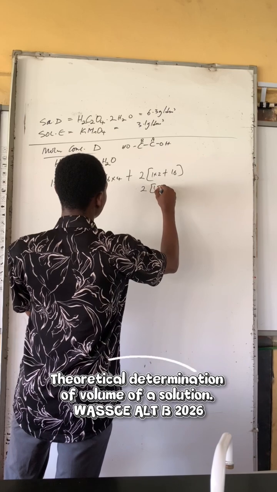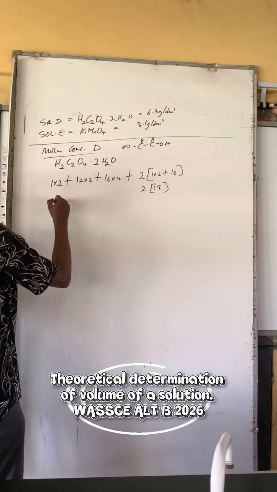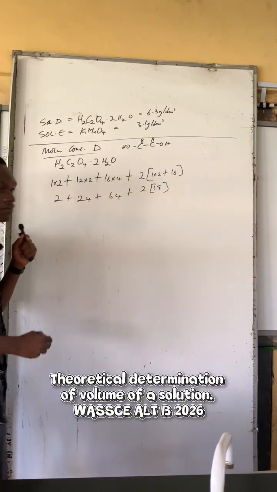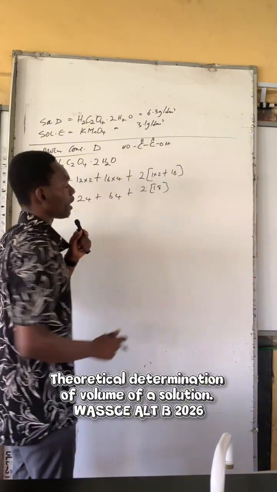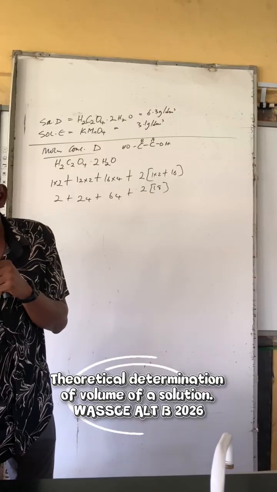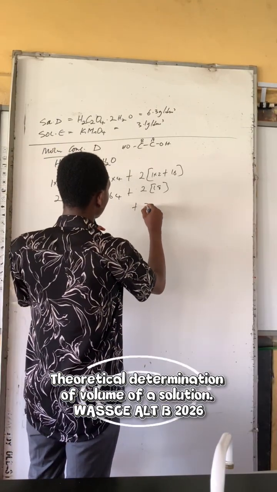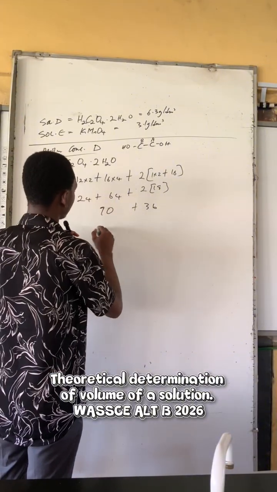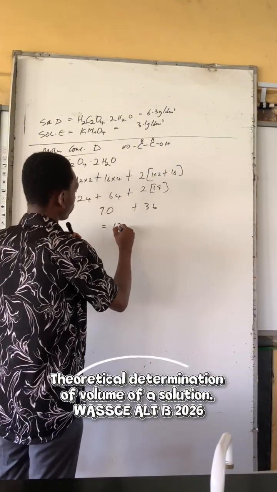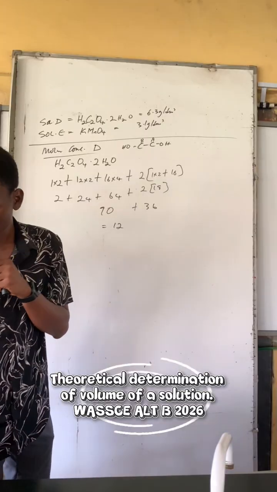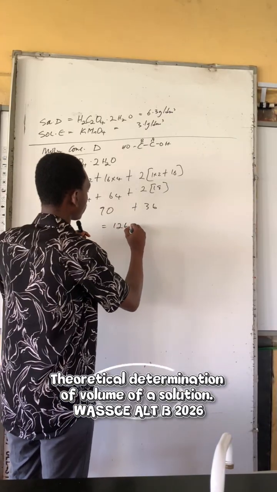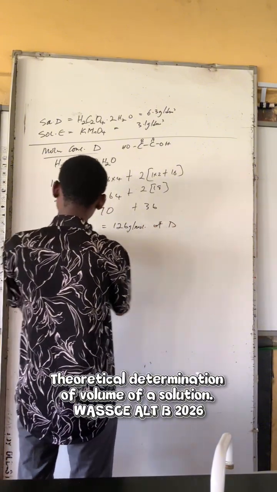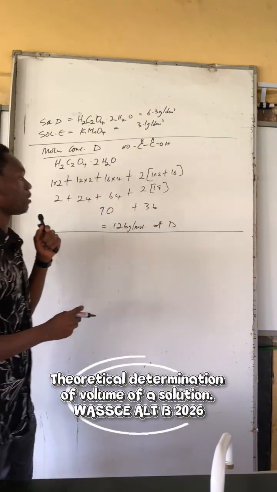This obviously gives me 18. And this is 2 plus 24 plus 64, right? Now, 2 times 18 gives me 36. And if I sum all this, I will have 90. So 90 plus 36 gives me 126 gram per mole of D. So this is the molar mass of D.